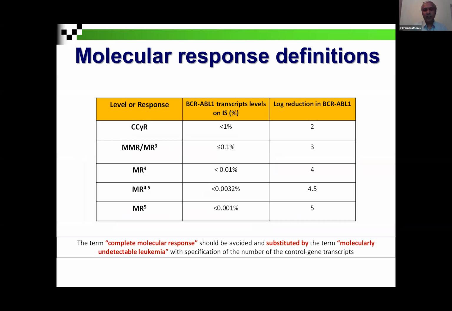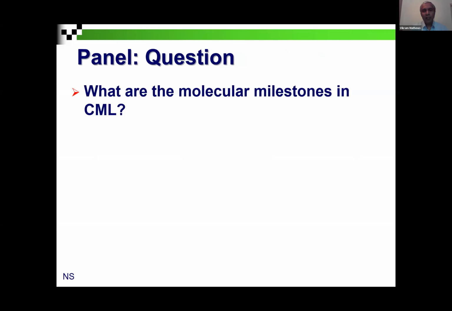And these are the definitions of complete cytogenetic response, major molecular response, MR4, MR4.5, and MR5. Again, I'm sure most of you are familiar with this. Basically it refers to the log reduction from diagnosis. What are the molecular milestones, Dr. Nitin Sood? Can you walk us rapidly through that, please?